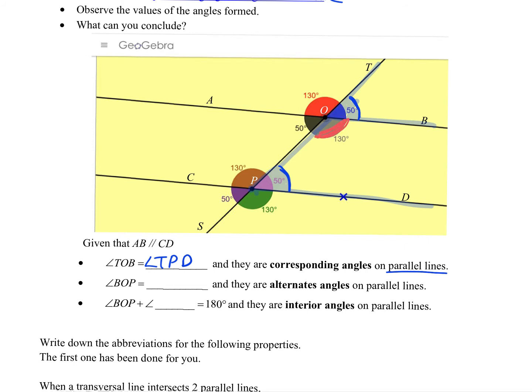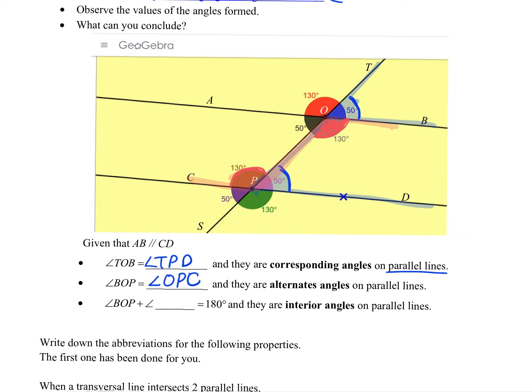Next one, we can also observe that the angle BOP, which is the angle over here, this angle is actually 130 degrees. This angle is equal to the angle over here, which is the angle OPC. Alright, so in this case, what do you notice? They form a letter Z. It looks something like a letter Z over here, and this angle and this angle are equal. So these are called alternate angles on parallel lines, and when they are parallel lines, these two alternate angles will be equal to one another.